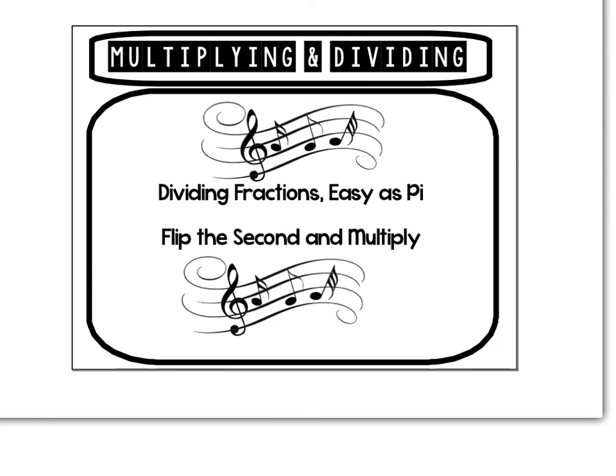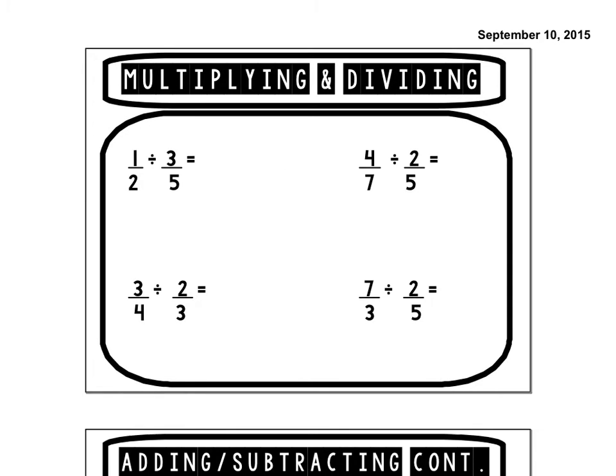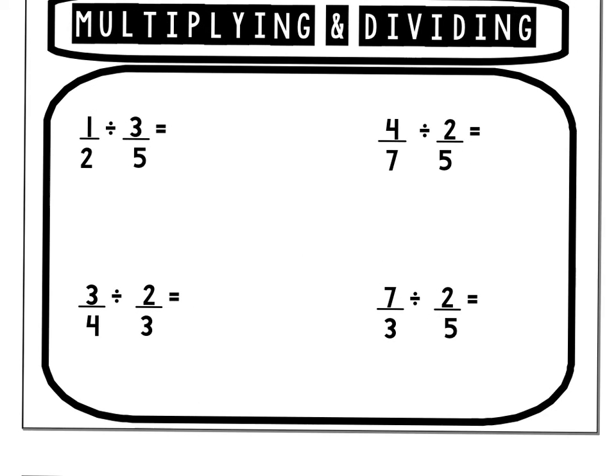The next part is about dividing fractions. We say, dividing fractions easy as pie, flip the second and multiply. So students typically remember the song and they're able to repeat, flip the second and multiply, but then they get so excited about the multiplication part that they forget to flip the second fraction. So my advice to you is to always write down the flipped version with the multiplication sign in between before you move on. Then you can do top times top and bottom times bottom.